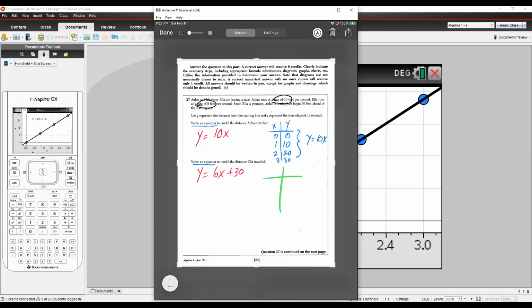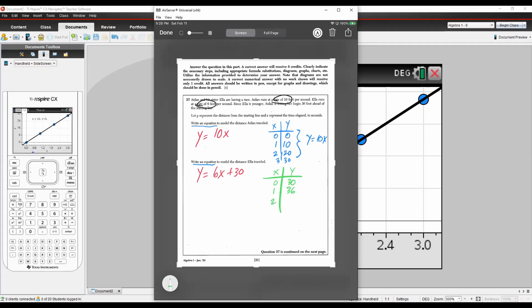Ayla. So we're going to do x, y. Now, this one is different. She gets a 30 feet head start. So even before the clock starts, she's 30 feet ahead of him, right? And then after 1 second, she's going to go 6 feet. So she's going to be 36 feet away from the starting line.